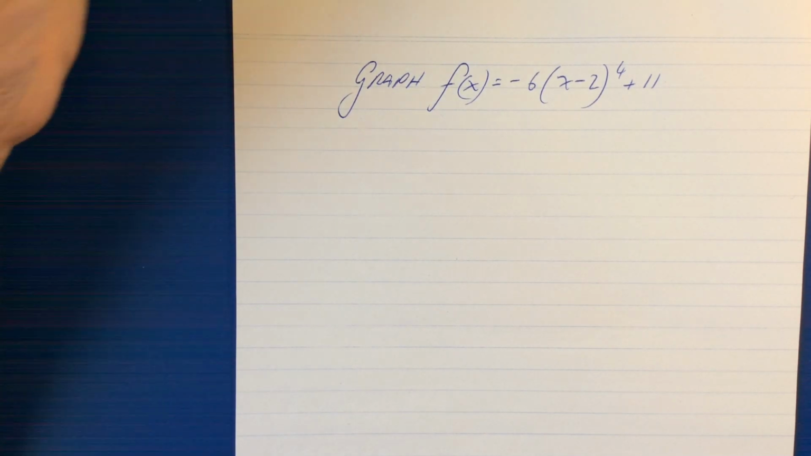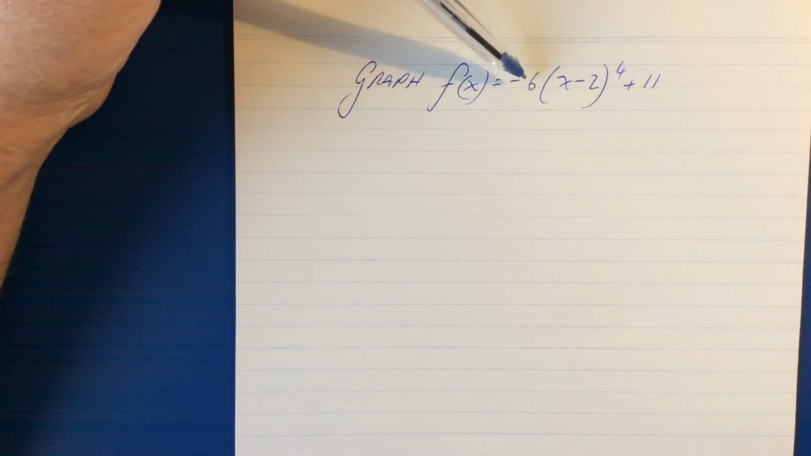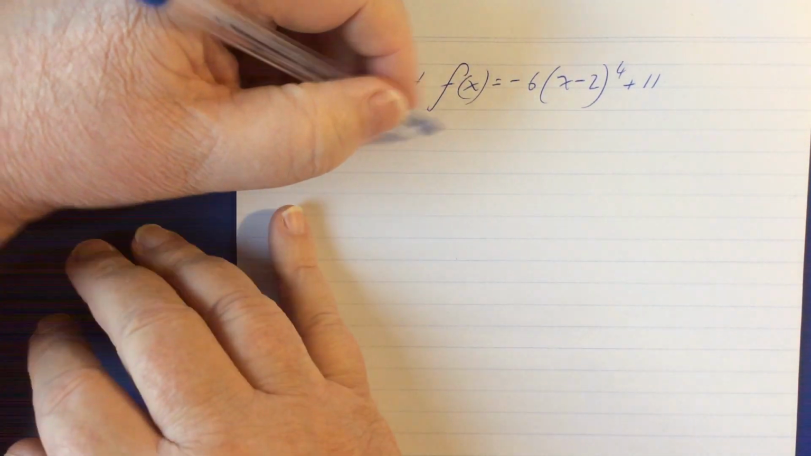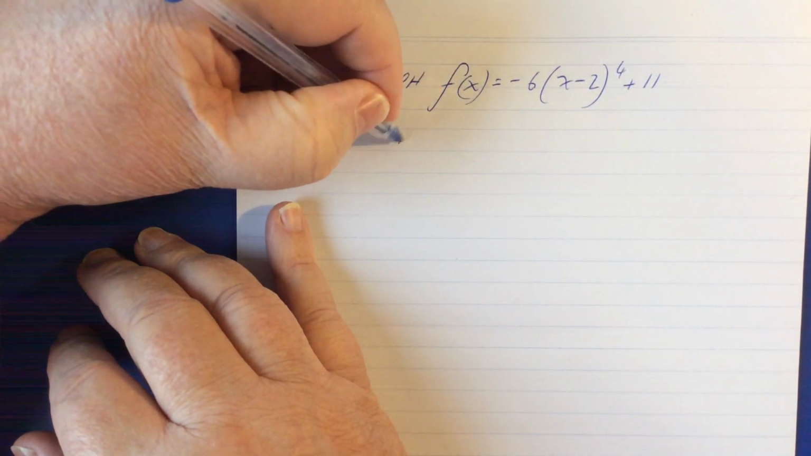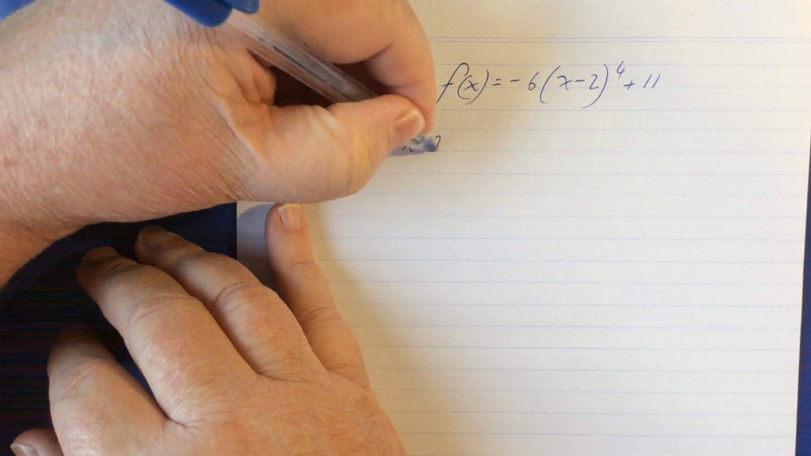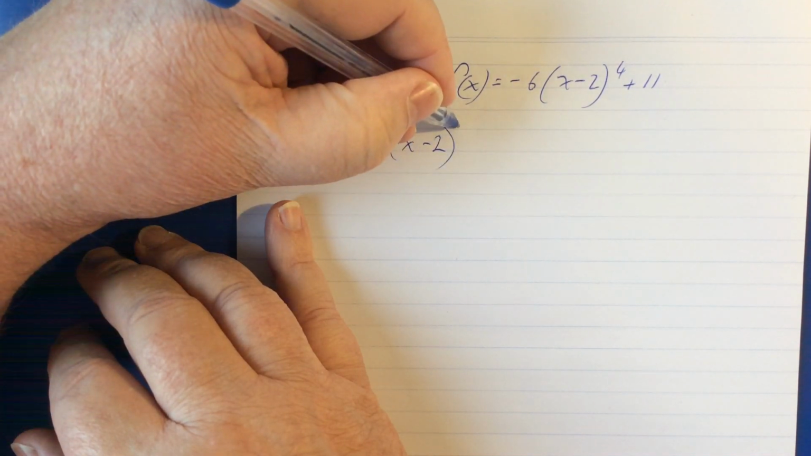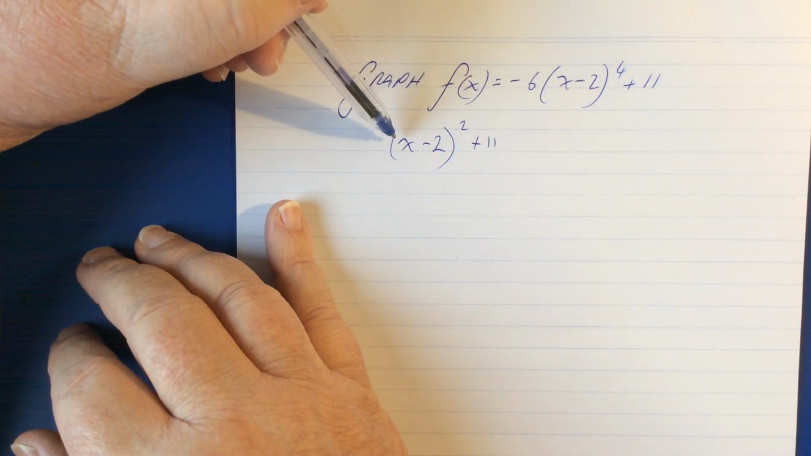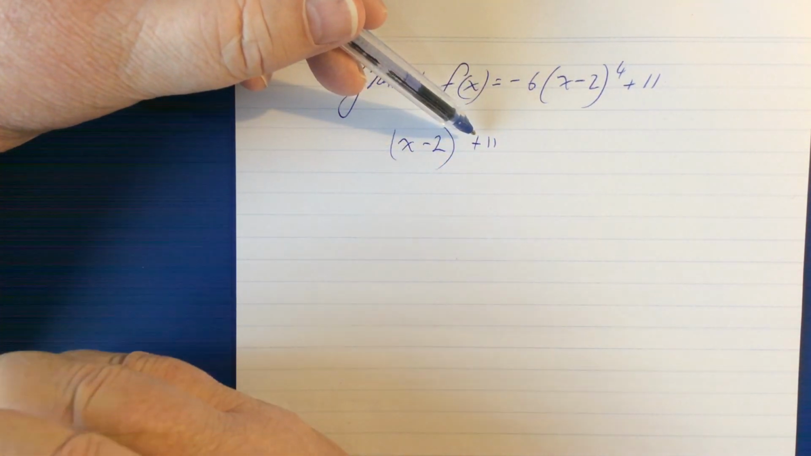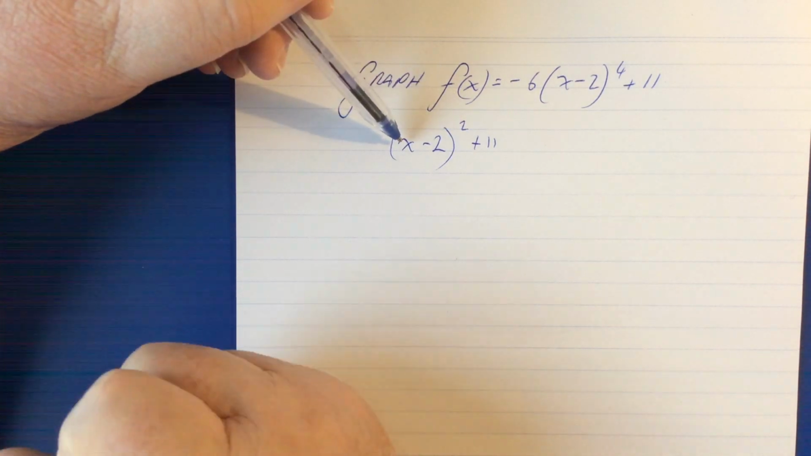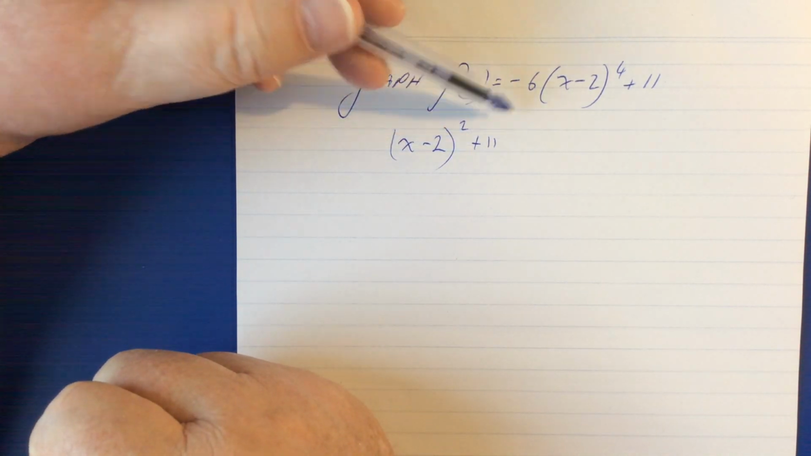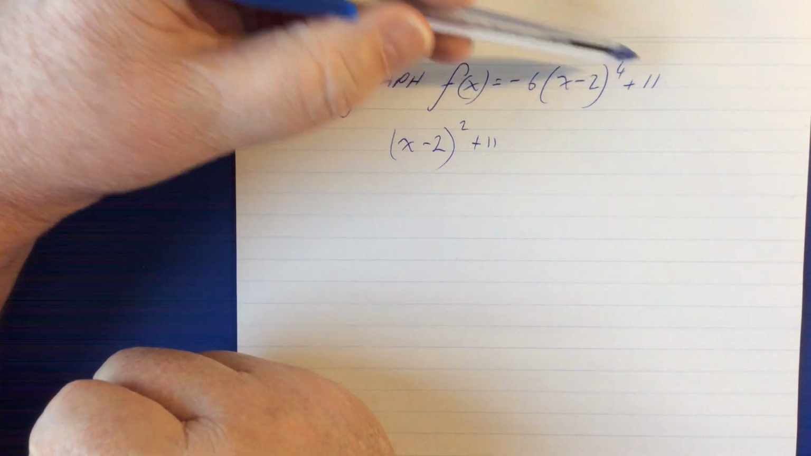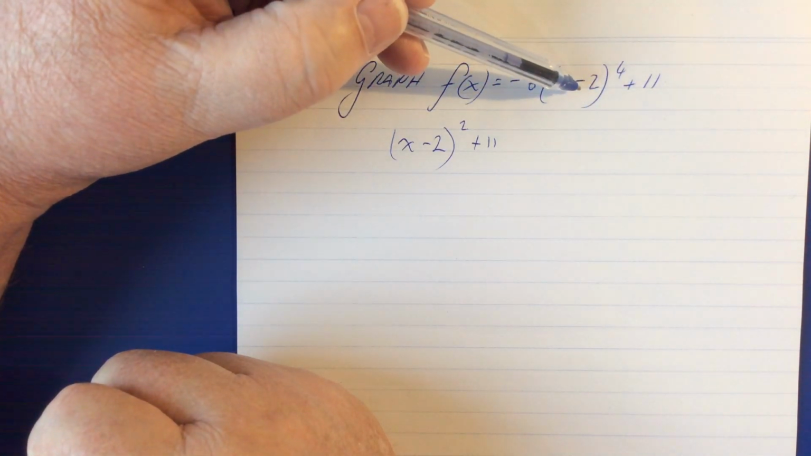The other thing to notice is the form in which you see this. Those of you who've got to this stage in mathematics will be familiar with something like this, which is a quadratic in turning point form. Well, essentially that's what this is. This gives us the turning point of this quartic.